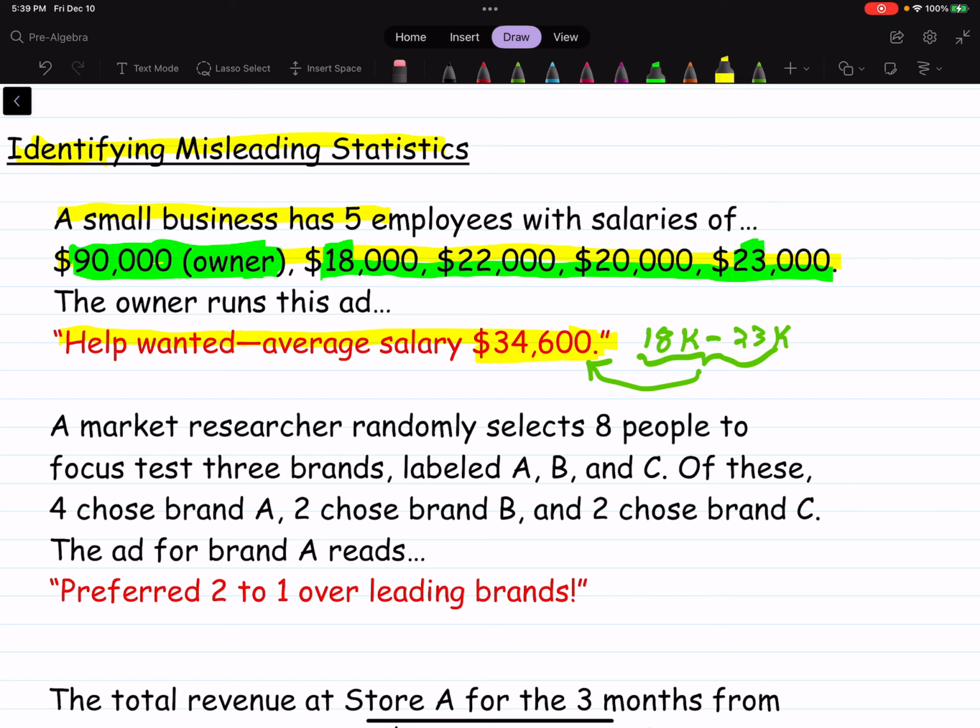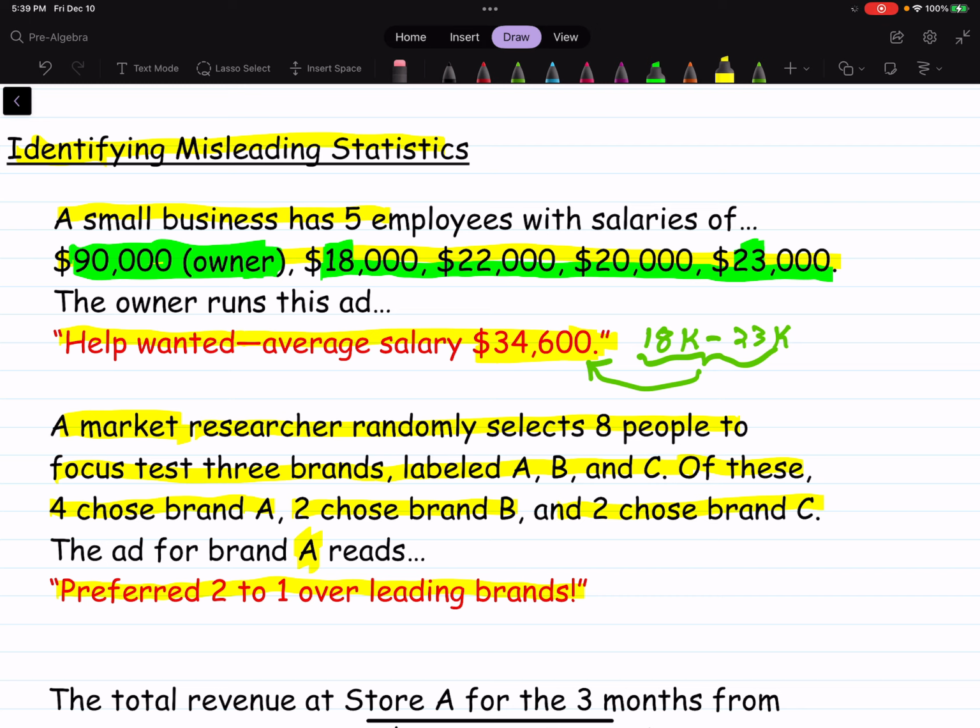Let's talk about a second example here. A market researcher randomly selects 8 people to focus test 3 brands, A, B, and C. Of these, 4 chose brand A, 2 chose brand B, and 2 chose brand C. Then the ad for brand A says, hey, preferred 2-to-1 over leading brands.